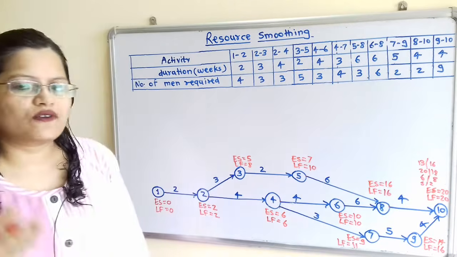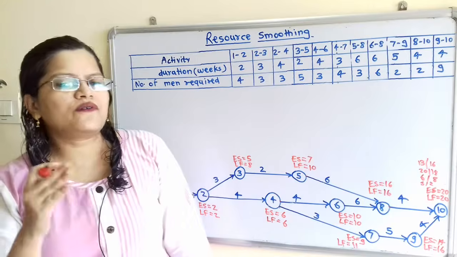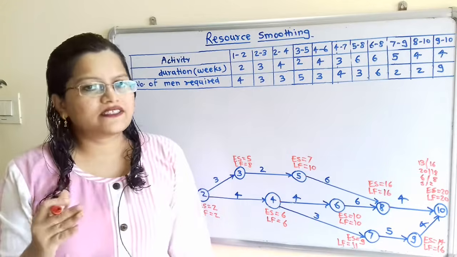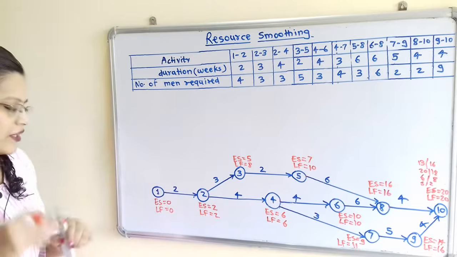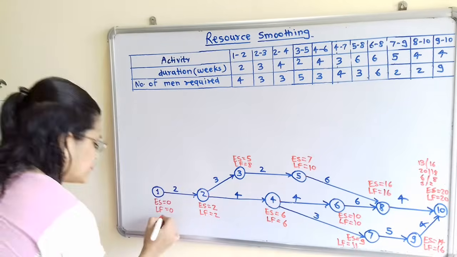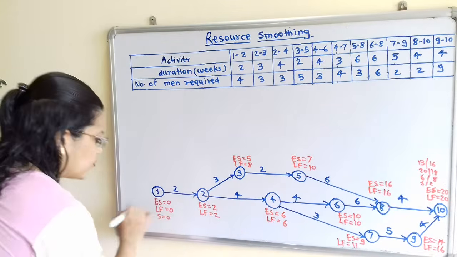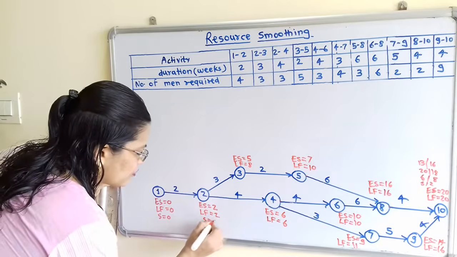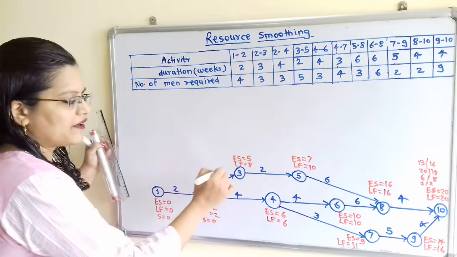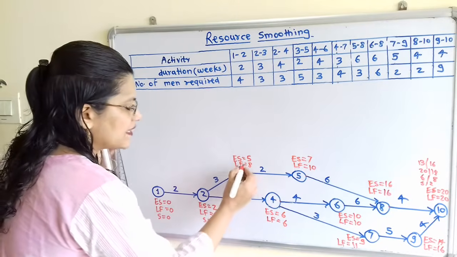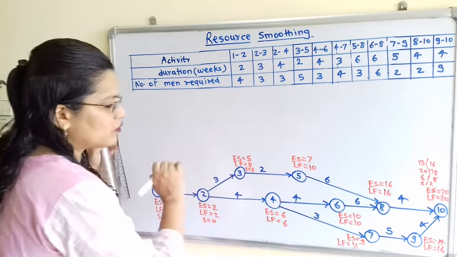Now we will find out the slack. So how to find out the slack value? That is the positive difference in between this ES and LF. So we will find out slack. So slack is 0 at node 1. Slack is 0 at node 2. Slack is 8 minus 5, that is 3. So slack is 3 at node 3.